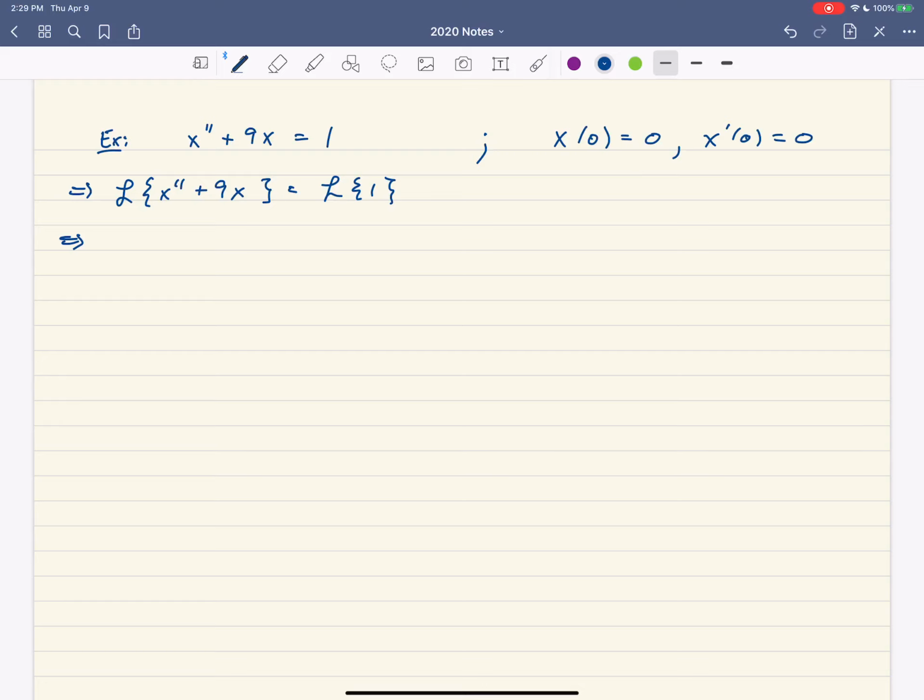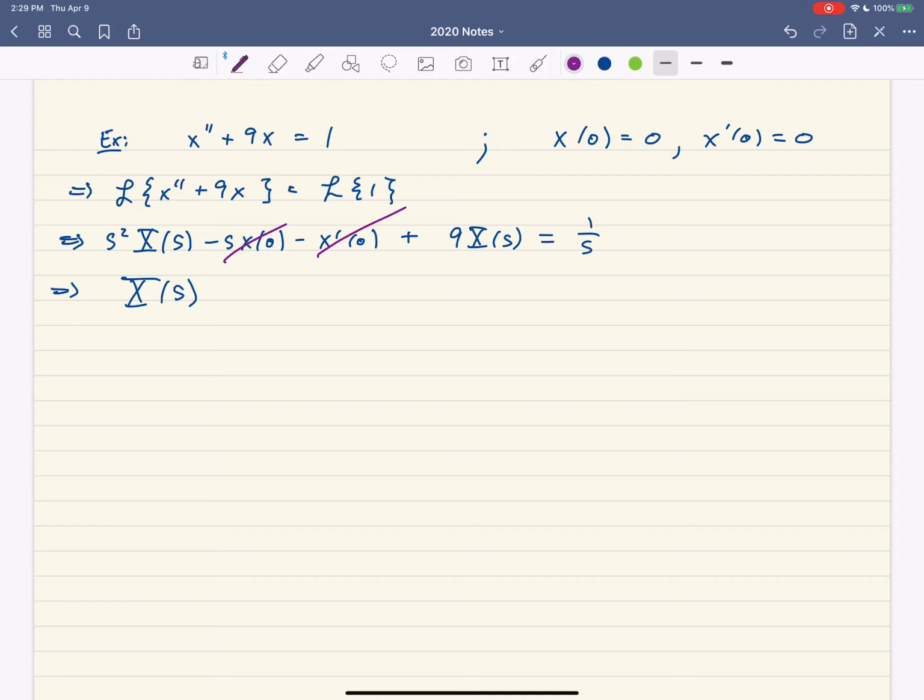The Laplace transform of x double prime is s squared, capital X of s, minus s times x of 0 minus x prime of 0, plus 9 capital X of s. And that's going to be equal to the Laplace transform of 1, which is 1 over s. We can simplify a little bit here because little x of 0 and x prime of 0 are both 0.